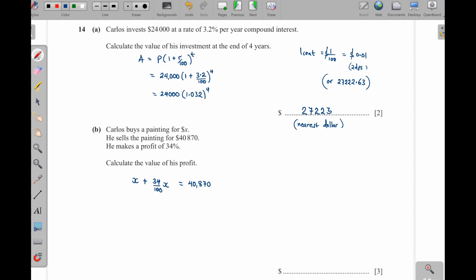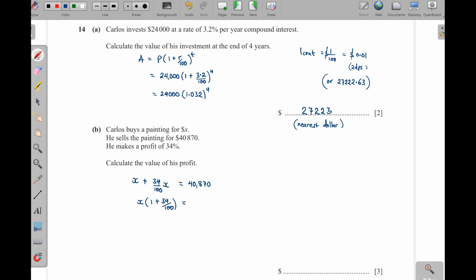Then this one will give us the 40,870. That's what it will be. You get your cost price, then times 34% of it, you add it on your cost price, then you sell it for that. You see that? So we need to get the value of X here. So if I factorize out the x, you'll have 1 then plus 34 out of 100.